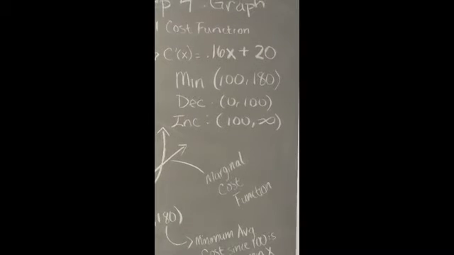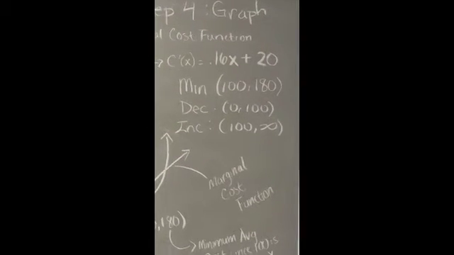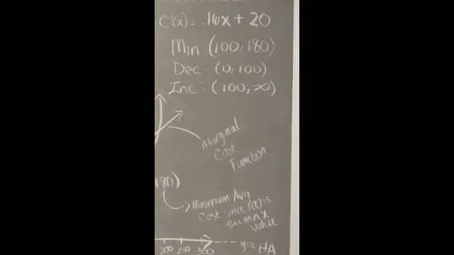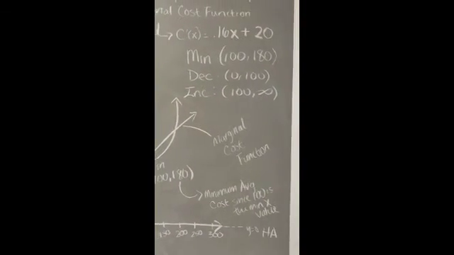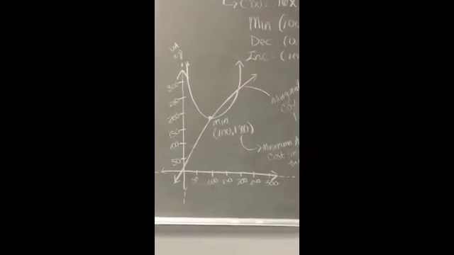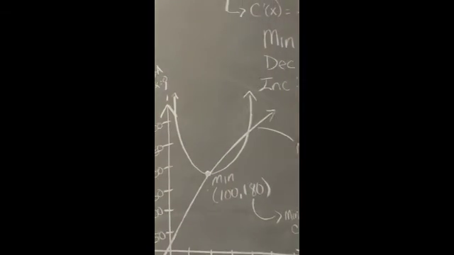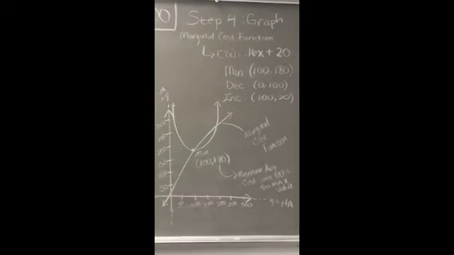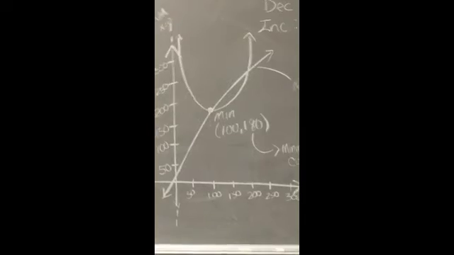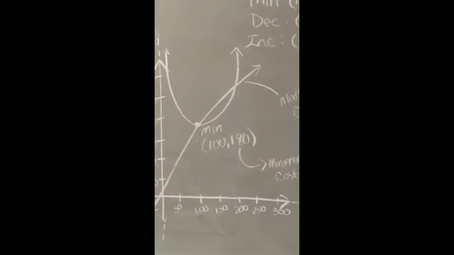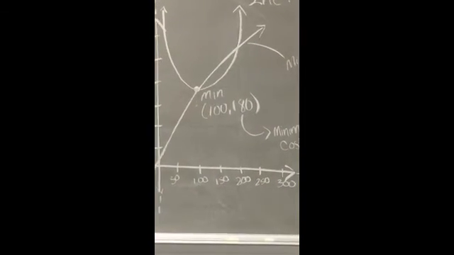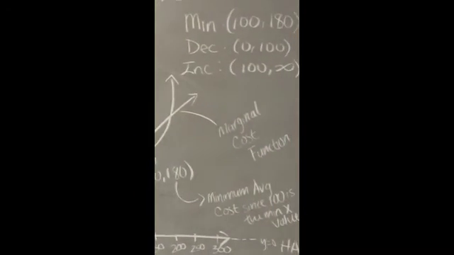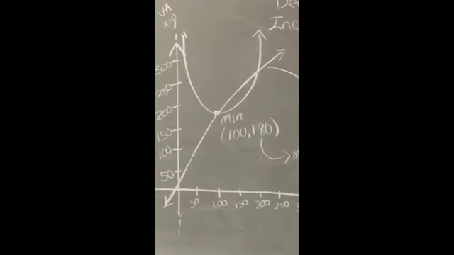We have the minimum, which is 100, and at 180, it's decreasing from 0 to 100, and it's increasing from 100 to infinity. So that's just a basic parabola. And here's my graph. So the parabola is right there, and then I graph the marginal cost function, 0.16x plus 20. It is that line right here, that straight line. And the minimum is right there, 100 and 180. So that's the marginal cost function, as I said before.